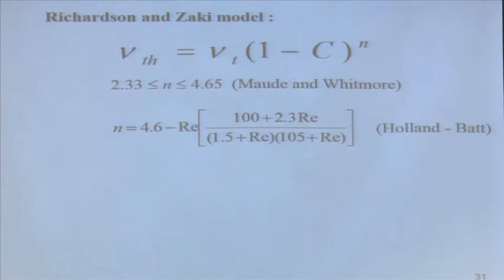Okay. Then what is C? C is the total volumetric concentration of my particles, and N is a constant which varies from 2.33 to 4.65. No single N value was proposed. So, you have to determine the value of N for your system, even to use Richardson and Zaki. So, that means again and again I am saying that you have to have some kind of measurement.